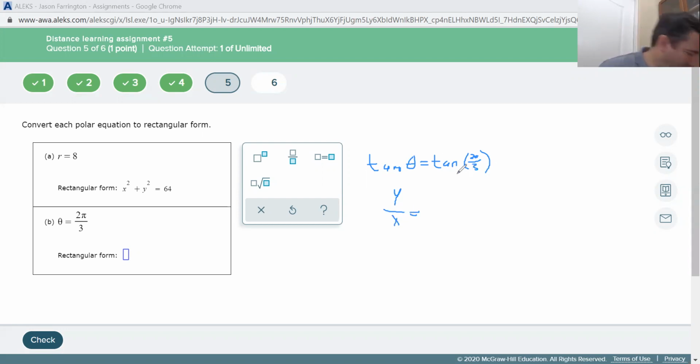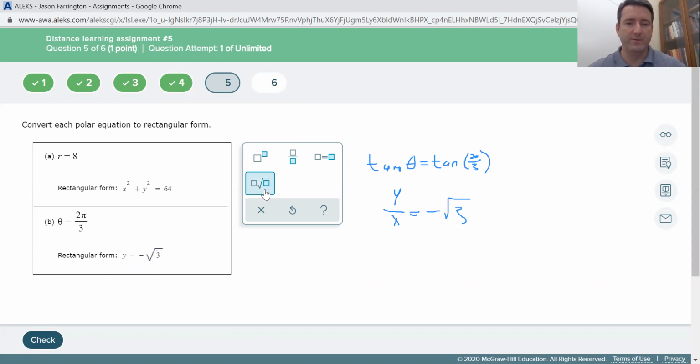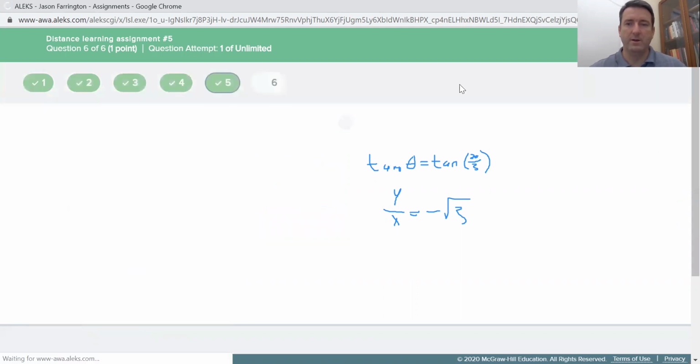And for the tangent of 2 pi over 3, we go to our unit circle and see that the tangent of 2 pi over 3 is negative square root of 3. And then we can multiply both sides by x, and we get y is going to be equal to negative square root of 3 times x. All right.